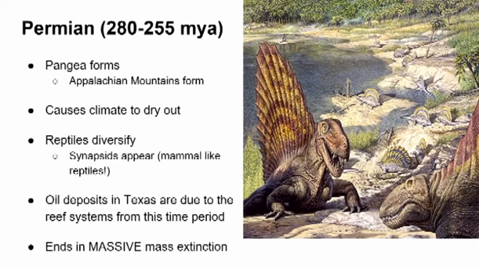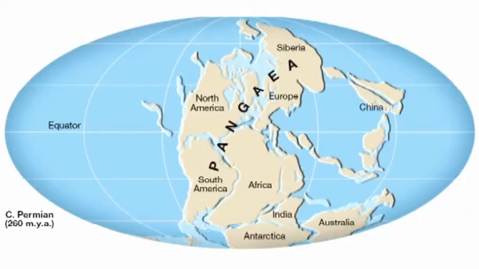We start seeing some mammalian-like qualities in organisms, and the things that die during this time period get buried, and they are actually going to become our oil deposits. One of the reasons Texas has so many good oil fields is because of organisms that died during this time. Again, we're going to have a massive extinction at the end of the Permian.